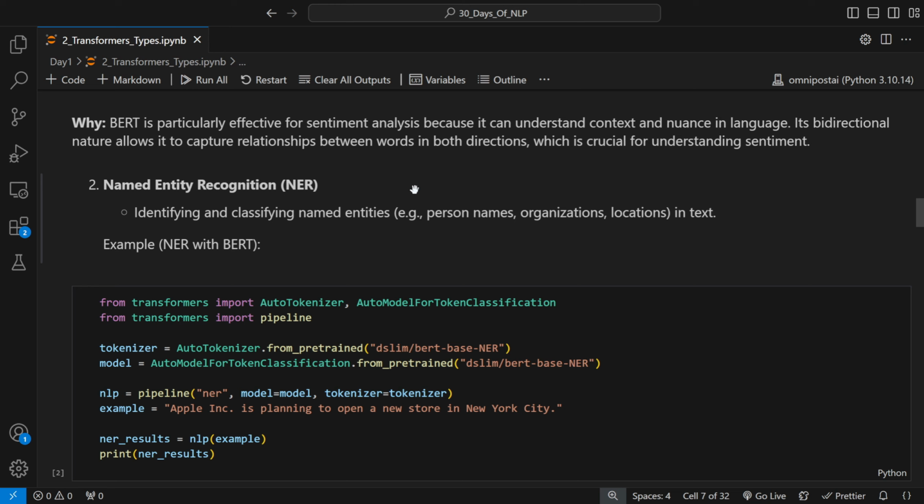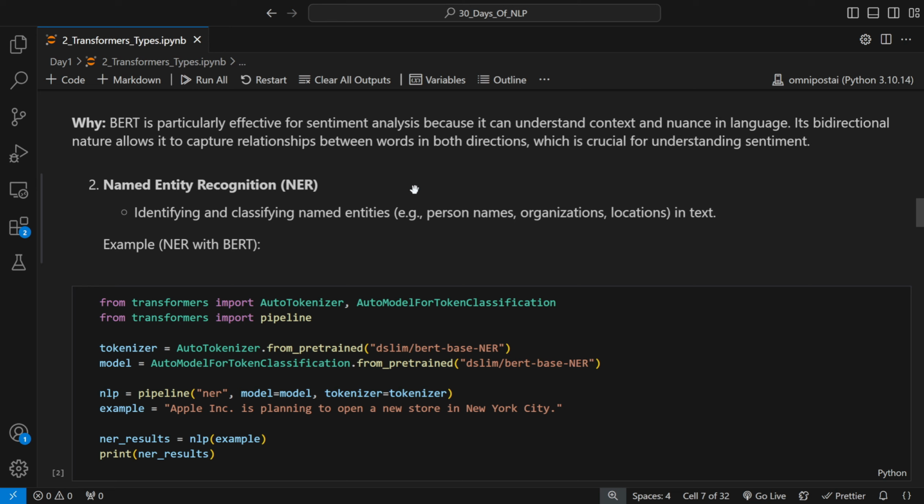B-org means beginning of organization, and I-org means it is part of the same organization entity. And then it's saying New York: beginning of the location, with New first, and then York is also part of the entity. City too, so New York City is considered part of the location entity. As you can see here, this was a very good performance.